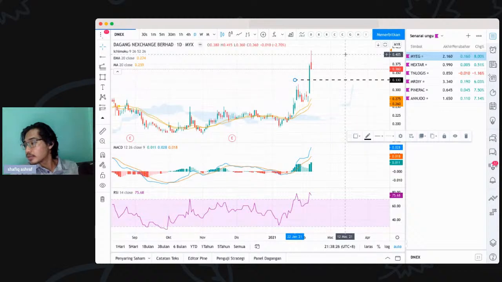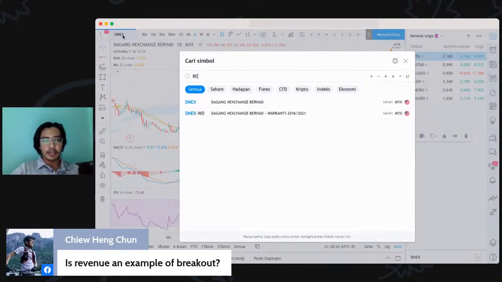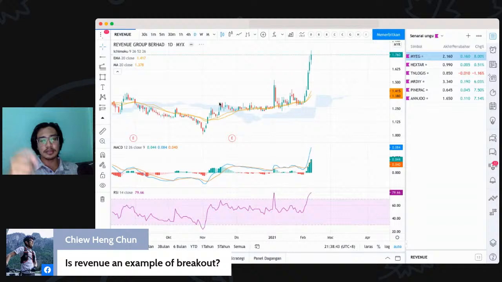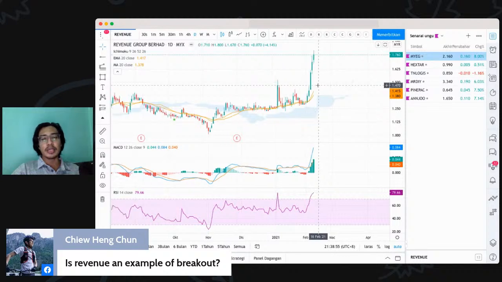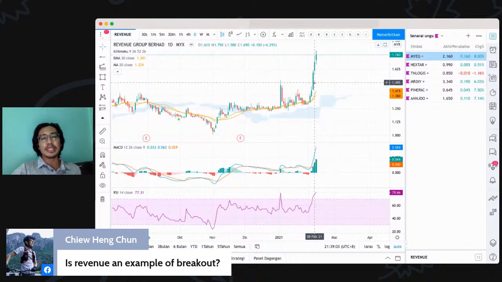So what else? Is revenue an example of breakout? That's a good question. Yes, revenue is an example of breakout, and also an example of momentum going higher. See, it's a breakout, but what we expect, because the candle here is big, is a retracement, but it doesn't do one. So we need to check again what drives the momentum. Maybe this counter has news or something, or maybe it's within a thematic play and whatnot. You need to look again at the reason for the strong momentum, the strong buying pressure.